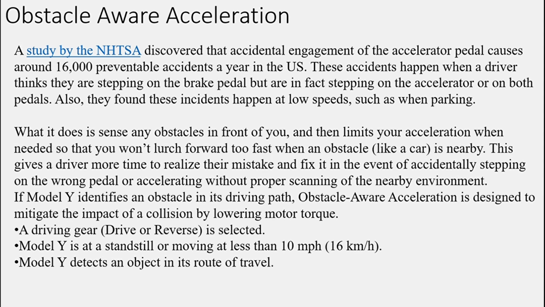What this particular functionality does is, if there is an obstacle in front of you, understand this sentence carefully. If any obstacle is in front of the car, it limits your acceleration when needed, so that you won't lurch forward too fast when an obstacle like a car is nearby. So even if by mistake you press the accelerator instead of the brake, this will very much limit the torque or the acceleration.